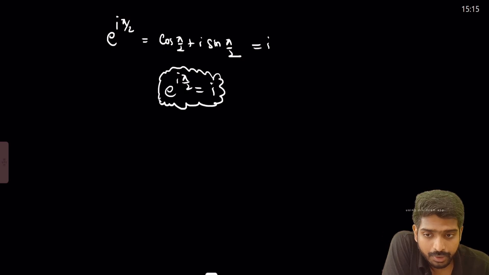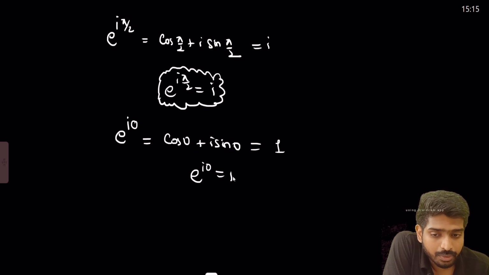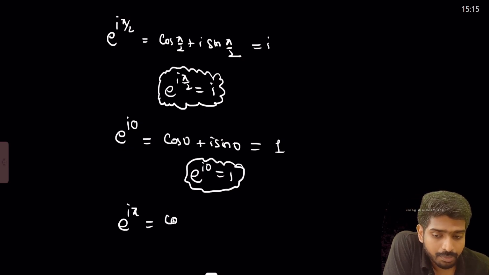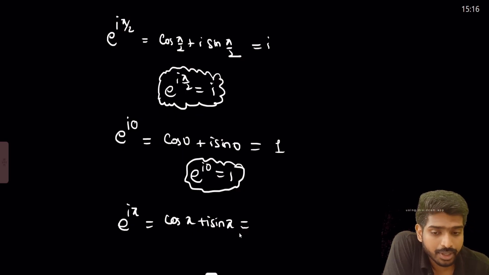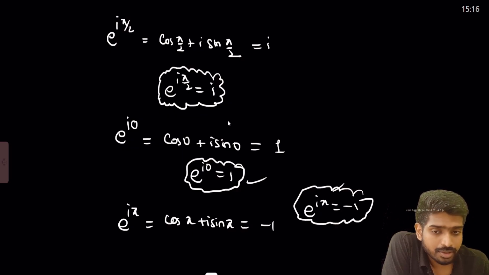Now if they have e to the power iota into 0 radian, this will be cos 0 plus iota sine 0, right? Cos 0 is 1, iota sine 0 is 0. So e to the power iota 0 is 1. Next, if I say what is e to the power iota pi, this will be cos pi plus iota sine pi, right? Cos pi is minus 1 and sine pi is 0. So e to the power iota pi will be equal to minus 1. This we have to remember.